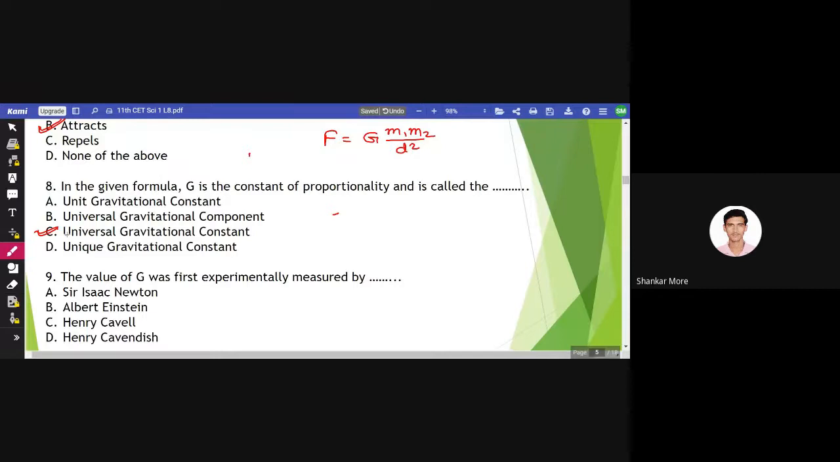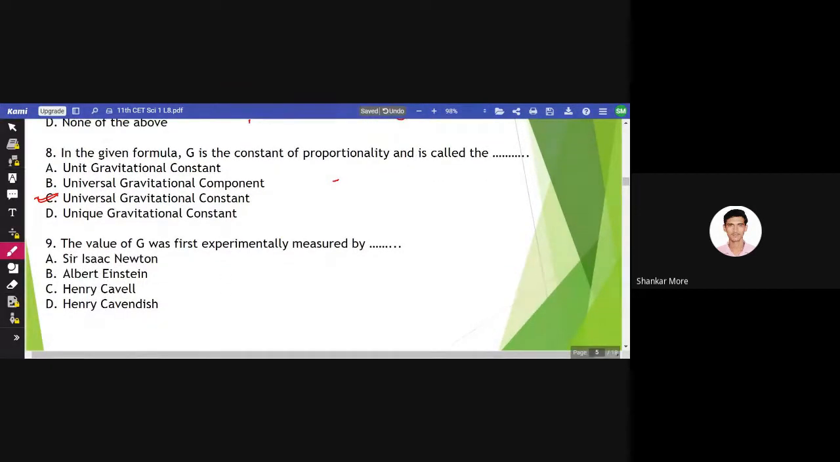Then, ninth question. The value of G was first experimentally measured by Sir Isaac Newton, Albert Einstein, Henry Cavill, or Henry Cavendish? Is it Henry Cavendish or is it Isaac Newton? Are you sure? Henry Cavendish? So everybody is giving the answer Henry Cavendish, so that means it should be the correct option. So option D is correct, that is Henry Cavendish.